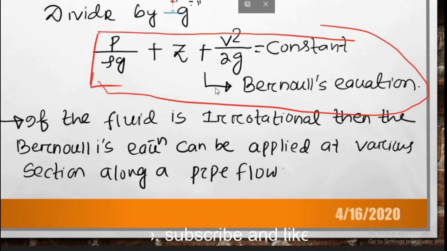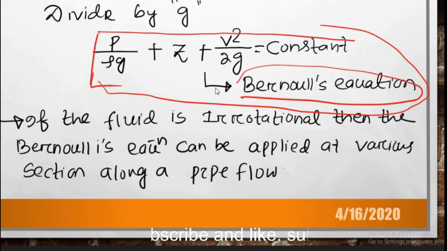So this is called the Bernoulli equation. This is my Bernoulli equation. So what is p by rho g, Z, v square by 2g? We will discuss that later. We have to understand this Bernoulli equation is applicable for steady flow. Whatever assumption has been taken in the Euler equation, that assumption must be applied in the Bernoulli equation derivation also.